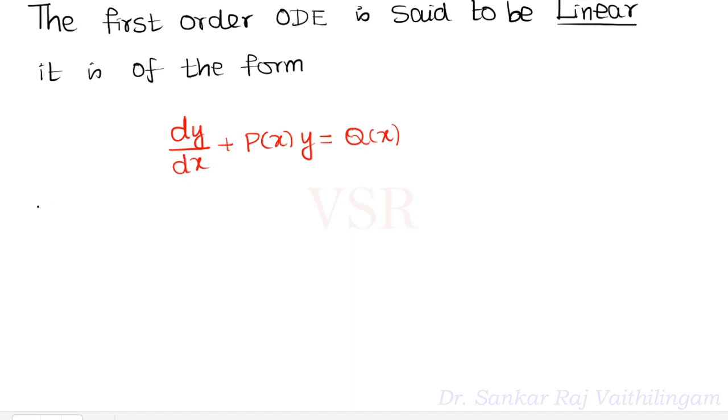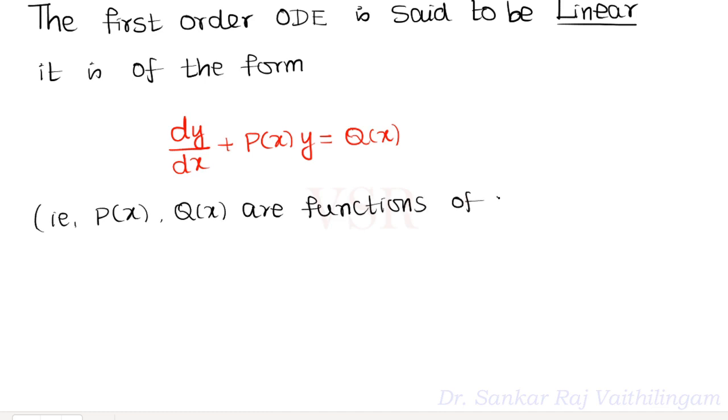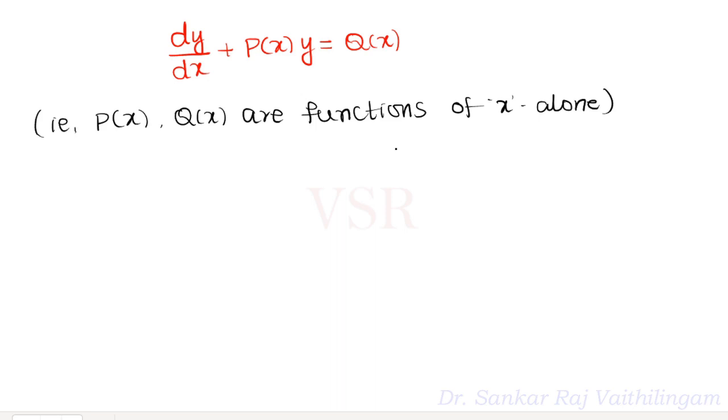That is, p of x, q of x are functions of x alone. Only x should be there, nothing else should be there. Okay? So this kind of differential equation is called a linear equation. Now how do we solve this? First we will check whether it is an exact differential equation.